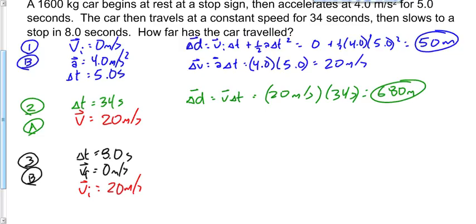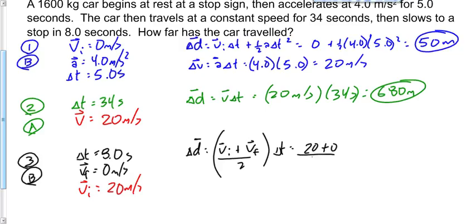Okay, what do you want to do now? I'm thinking VI plus VF over 2 times T. I think that's going to work. I got 20 plus 0 over 2 times the time of 8 seconds. 10 times 8 is 80 meters.